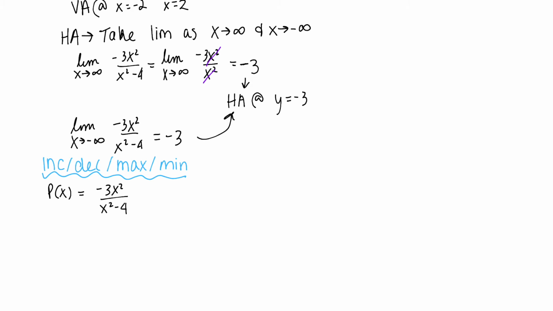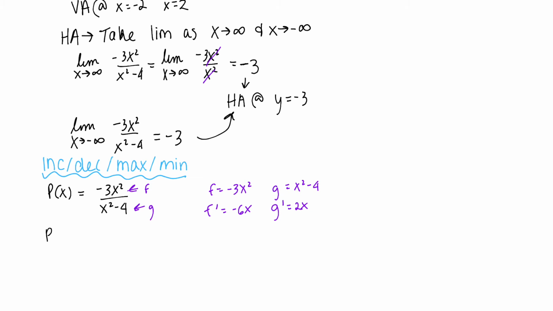This is going to be a situation where we need to use quotient rule. So we have that f is equal to negative 3x squared, so f prime is equal to negative 6x. G is equal to x squared minus 4, so g prime is equal to 2x.